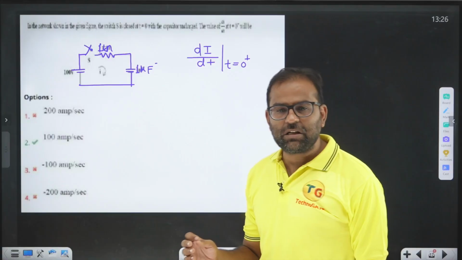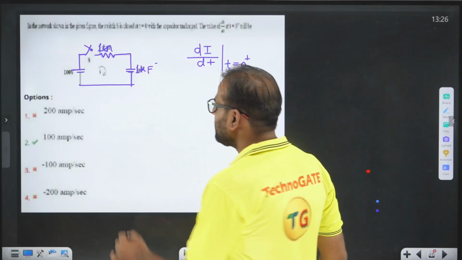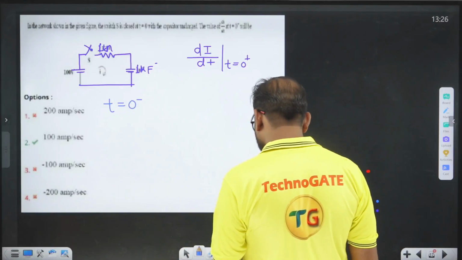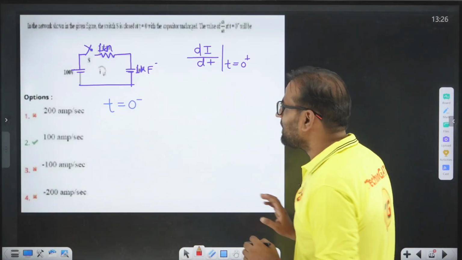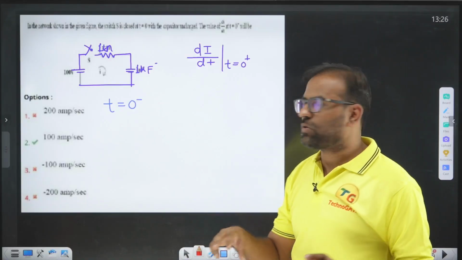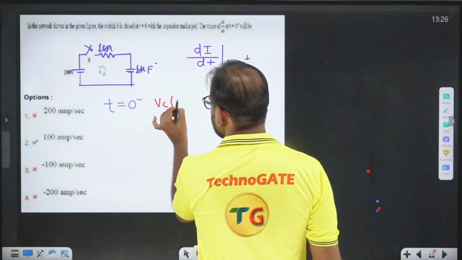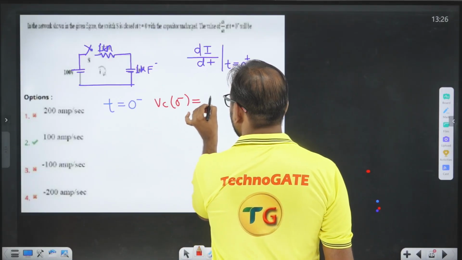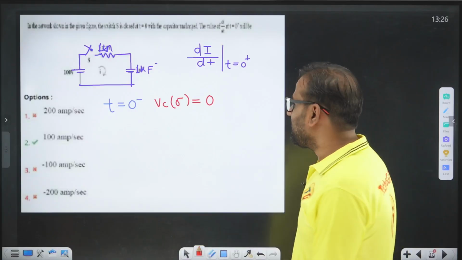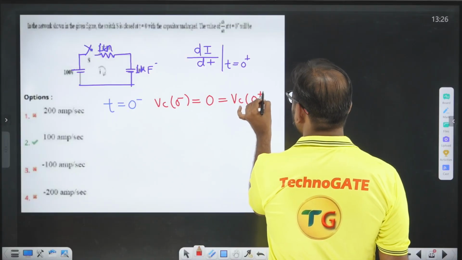As we know, the capacitor stores the energy in the form of voltage. So can I say at t equal to 0 minus, what is the total stored voltage inside the circuit? At 0 minus, this capacitor is not connected to the source. If the capacitor is not connected to the source, it will store zero voltage. So Vc(0 minus) equals 0. And as you know, for a capacitor, Vc(0 minus) and Vc(0 plus) are the same, because voltage across a capacitor cannot change abruptly.